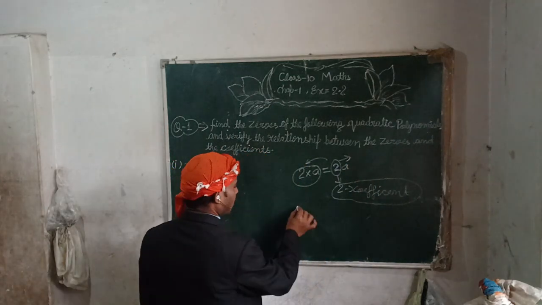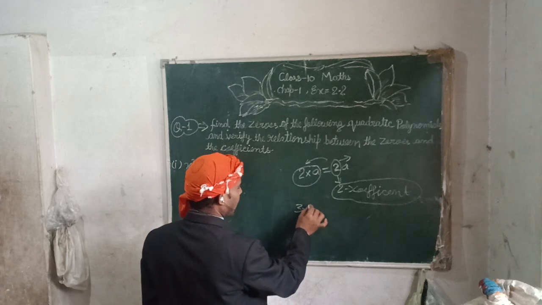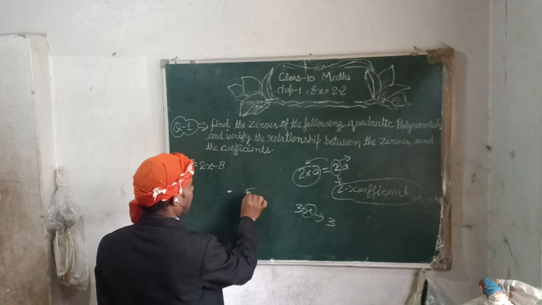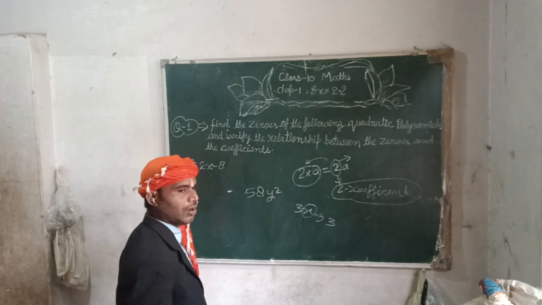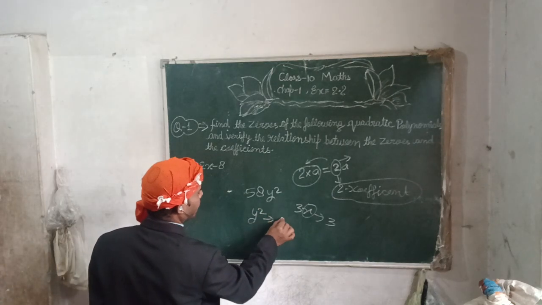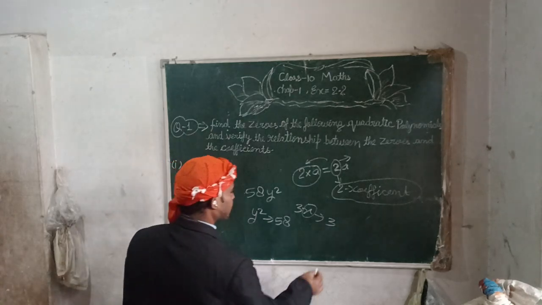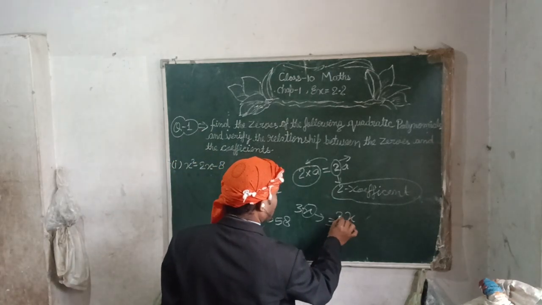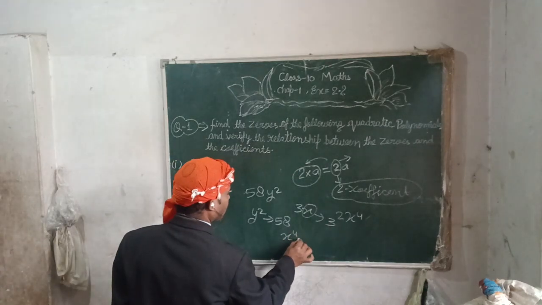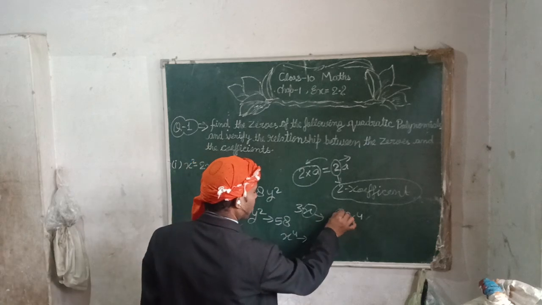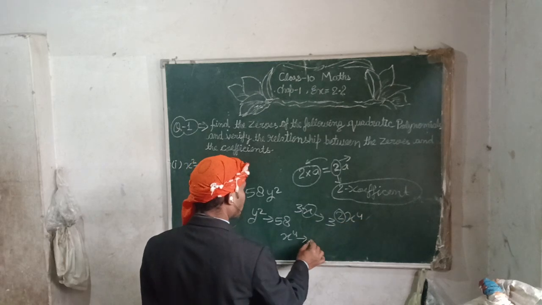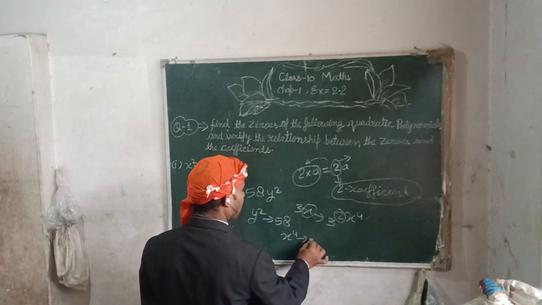Okay, my dear students, now 3x. Here the coefficient of x is 3. And 58y square: I can say the coefficient of y square is 58. And 2x to the power 4: the coefficient of x to the power 4 is 2, because 2 is in multiplication form with x to the power 4.